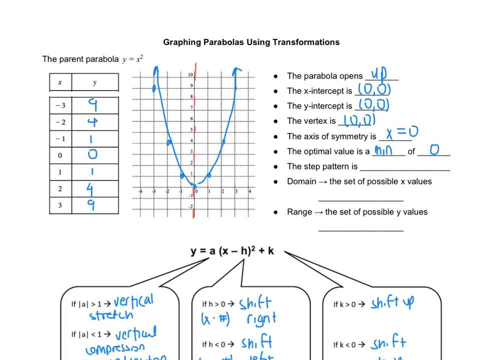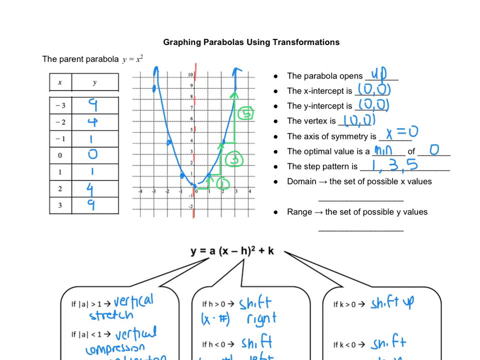And now our step pattern. We know that the step pattern is 1, 3, 5, 7, etc. I'm just going to show it here. So from the vertex, when I move to the right one, I'm going up 1 to get to my key point. Then to the right one, up 3. Then to the right one, up 5. And that's the step pattern, 1, 3, 5, 7, 9, and it continues.